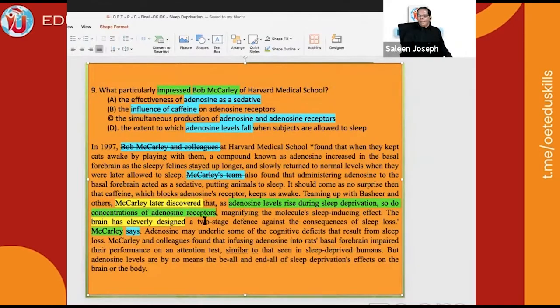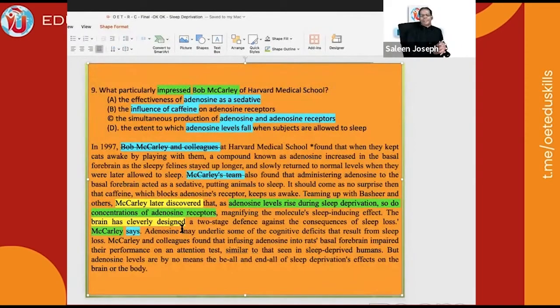Okay. And multiple sleep, magnifying the multiple sleep inducing effect. Okay. Cleverly designed. "Brain has cleverly designed" means, see, "Shanmuga has cleverly planned her studies" means I am impressed, right? When I give you an impression that Shanmuga has cleverly planned her OET studies, which means I am impressed about her plan.